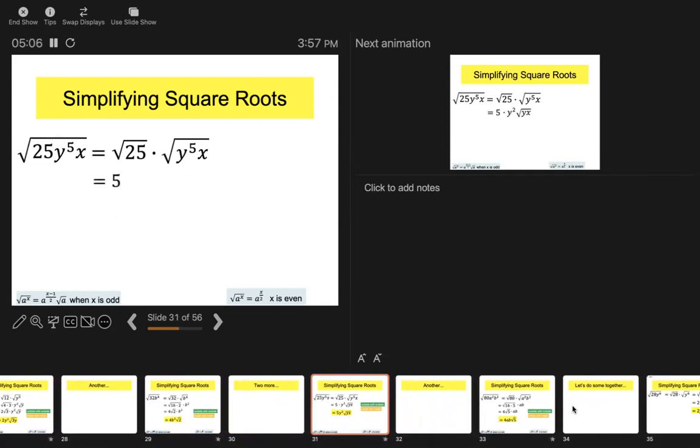Let's see, y to the 5th is odd. 5 minus 1 is 4. Half of 4 is 2. So we would get y squared and a y, and x is just x. So we're just left with x on the inside.